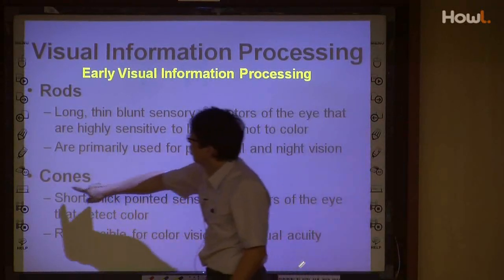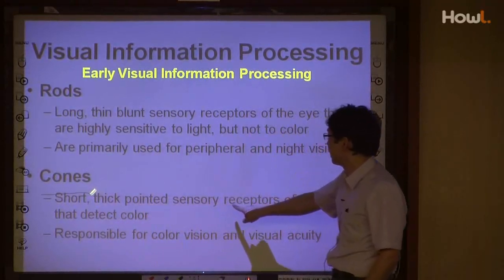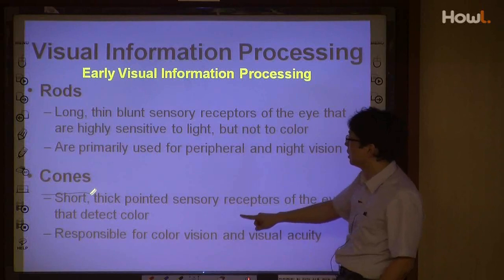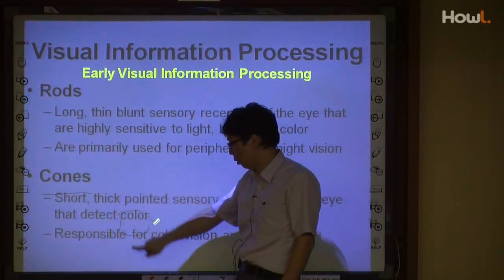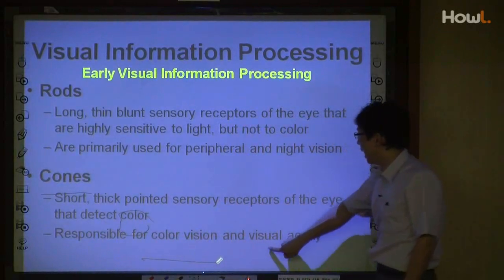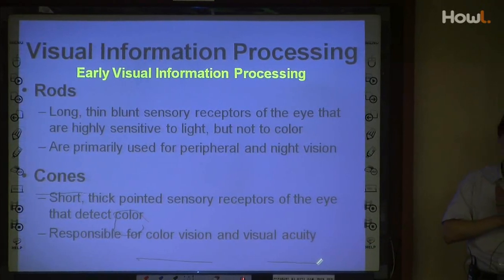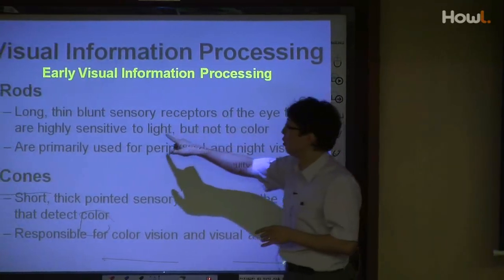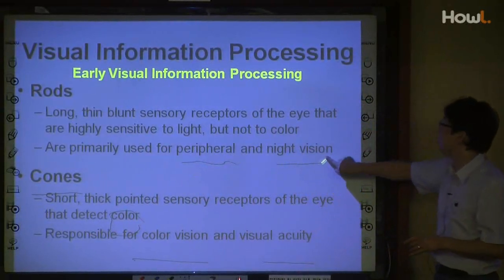Okay. So cones are very short, thick, pointed sensory receptors of the eyes, responsible for color perception. Most cones handle color vision and acuity, the accurate perception. If you need accurate perception, you need the cones. But rods, in contrast, handle peripheral information perception and night vision.